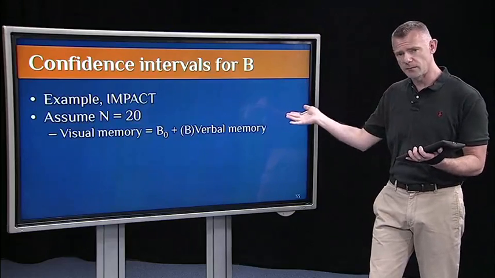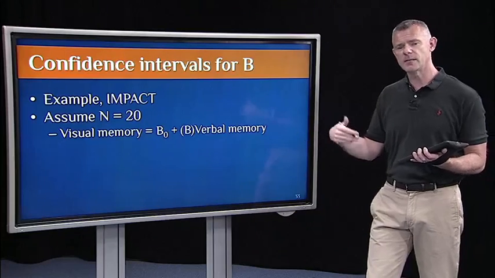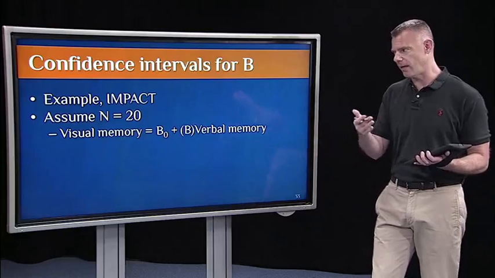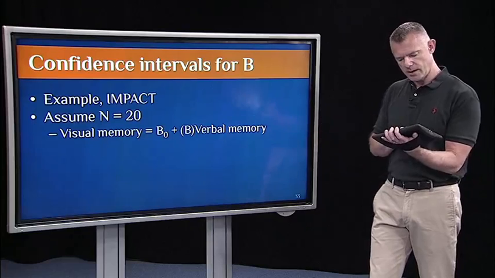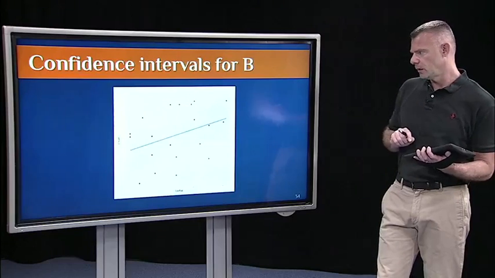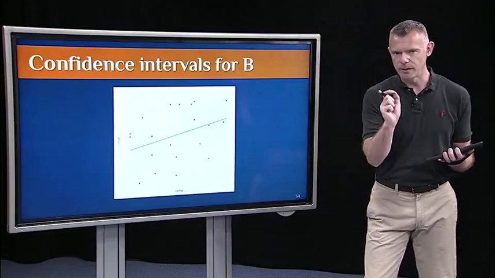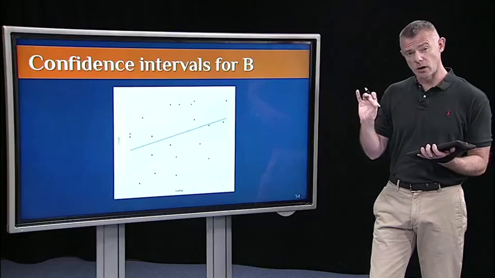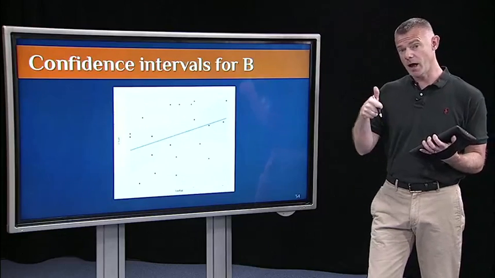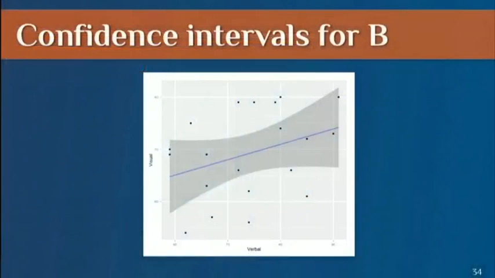So now again, I use the impact data, but now I just got a random sample of 20, same exact variables, same exact regression, so it's still LM, visual memory, tilde, verbal memory. And now look what it looks like. We have a regression line that's similar to the last example because that's my point estimate, but the shaded region around it is much larger because the standard error went up. Why did the standard error go up? Because n went down. So now you see that I can put a flat line in there.